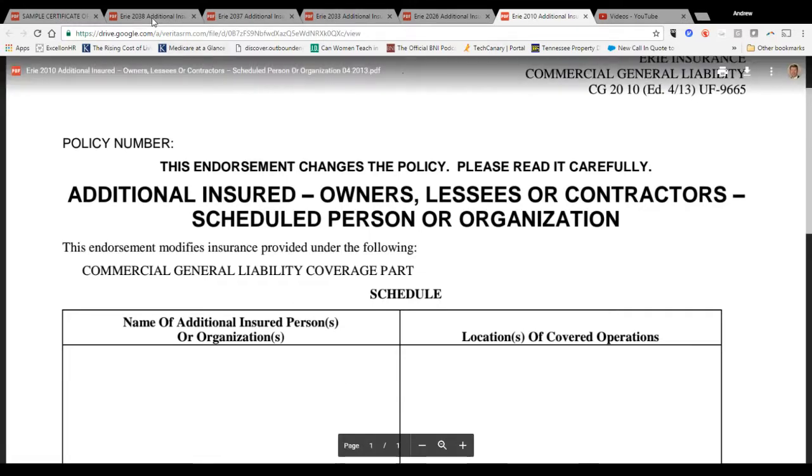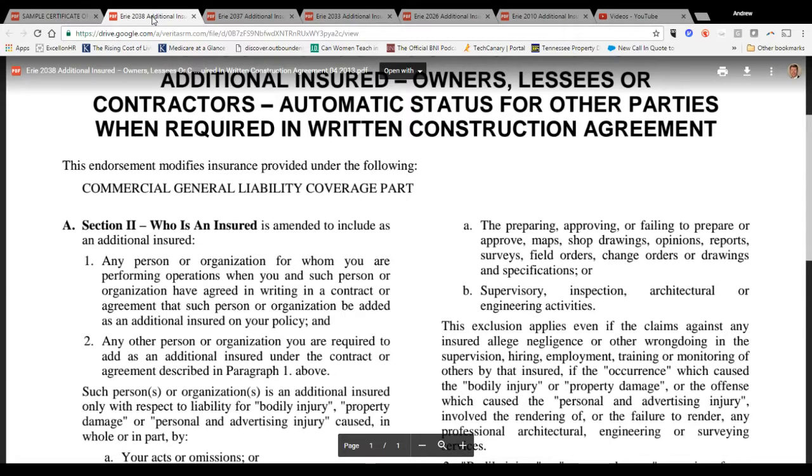Okay, that's why we like the 2038 better, because as long as you have a written contract, it's going to give the additional insured coverage and everybody's happy. The funny thing is, with most carriers, the 2038 is about the same price as the 2010, so you get much better value for your money on that 2038.